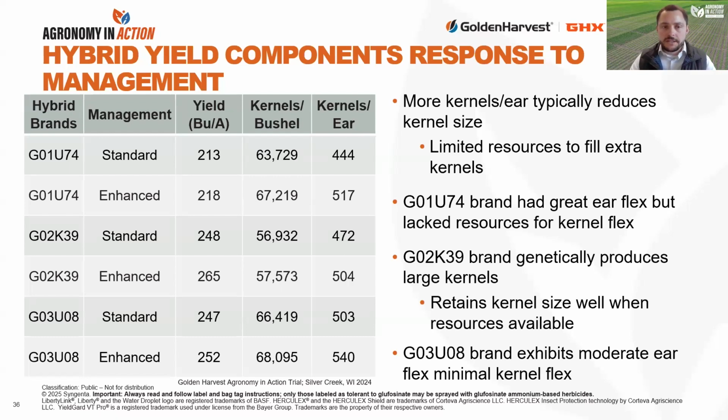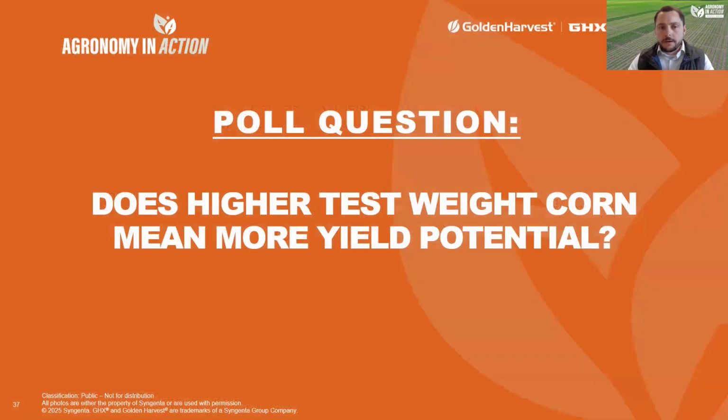We'll come back and revisit it in a couple of slides down the road, but we spent a lot of time talking about kernel size, kernels per ear. I want to pivot now and have a conversation around test weight, because test weight a lot of times gets thrown into this conversation, and I think we need to understand what it means. So I'd like to pose the question, and it's a true or false. The question reads, does higher test weight corn necessarily mean more yield potential?